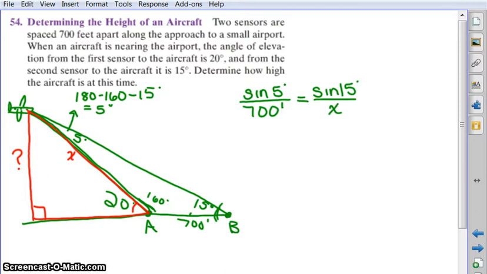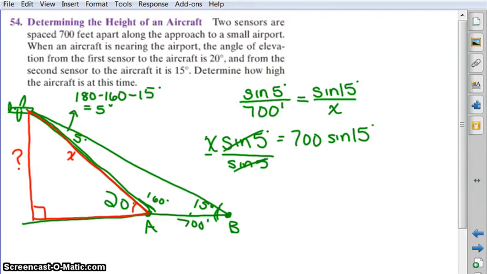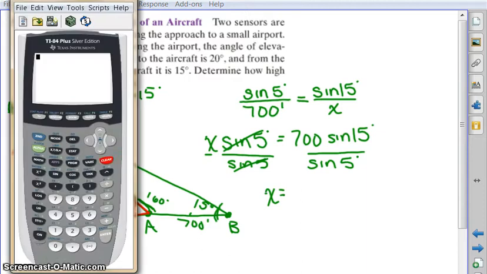I can cross multiply. I'll have sine of 5 degrees times X equals 700 times the sine of 15 degrees. Then I'll divide both sides of that equal sign by sine of 5. And this is going to get me to solving for X. So grab my calculator, quickly punch out 700 times the sine of 15 degrees divided by the sine of 5 degrees.